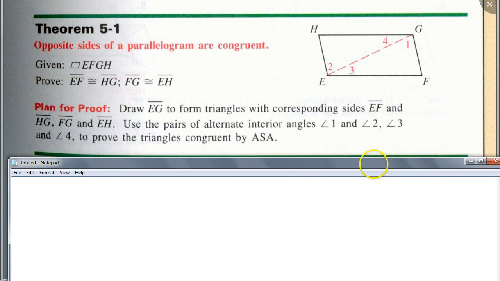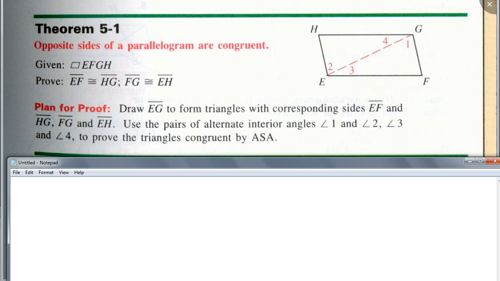Okay, so here is a sort of summary. Who would like to read us this summary? Let's see whether we agree with what they say. Yes, how about Andrew? Go ahead, read. Draw segment EG to form triangles with corresponding sides, segment EF and HG, FG, and EH.